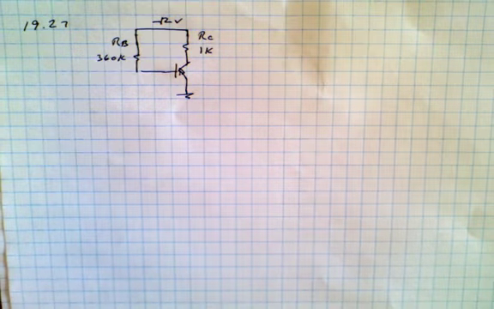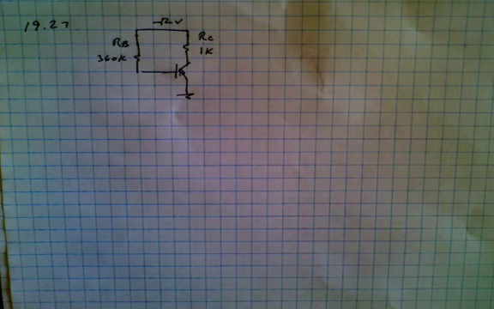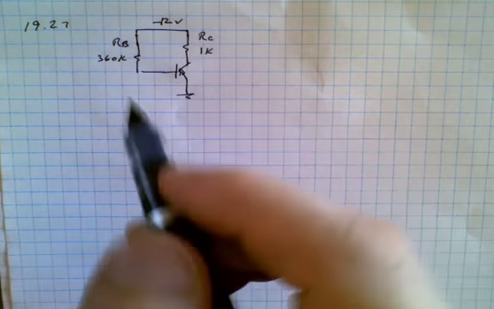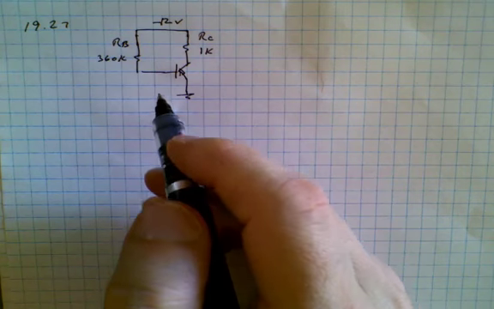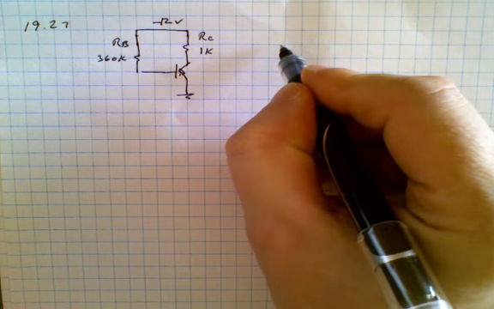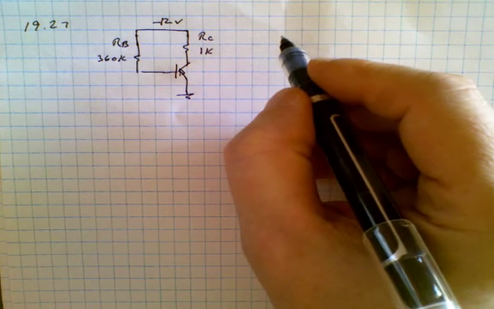In question 1927, we're asked to find the collector current and the collector to emitter voltage in this circuit. So notice we have a PNP transistor, and it is powered from a minus 12 volt source. First of all, we're going to assume that the transistor is working properly.